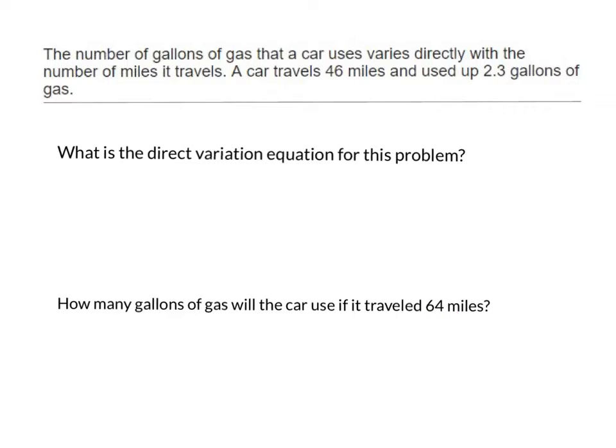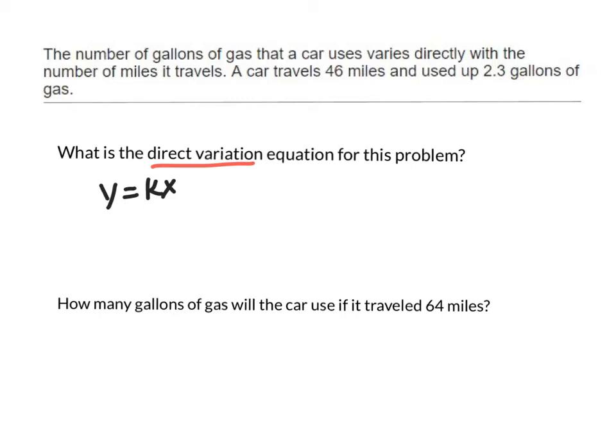Okay, so let's start with, first of all, when you hear direct variation, we do have an equation that we use. If you remember, it is y equals kx. That means y varies directly with x. All right, but this is just the equation for direct variation, but we're going to use this situation. So this says that a car traveled 46 miles and used up 2.3 gallons of gas.